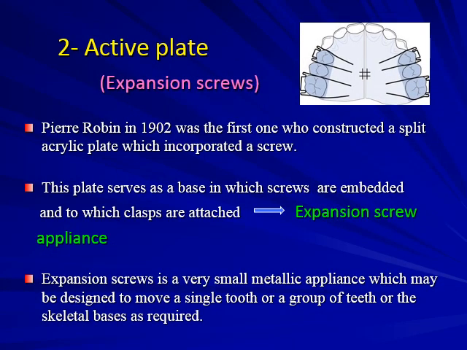The active plate or the expansion screw appliance is a removable appliance used for slow expansion. It's constructed of an acrylic plate that is split and incorporates a screw, which is the active component of the appliance. These screws could be of different sizes. They can move a single tooth or a group of teeth. They can move the teeth in different directions, in an anteroposterior direction or a transverse direction.